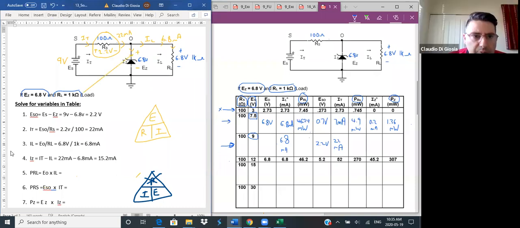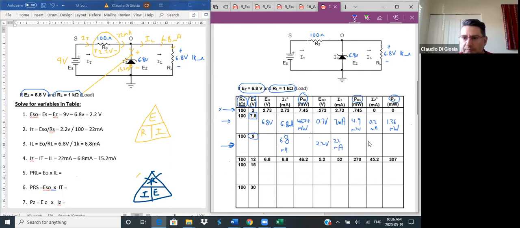I'm going to write it right over here, 15.2 milliamps. Why am I writing it? Well, when I'm looking for the wattage afterwards, it'll be a lot easier if I have it written down. Since I solved for IZ, I'm going to write it down here as well, 15.2 milliamps. The EO is EZ. This is not going to change either. 6.8 volts. The voltage across the Zener is the voltage across the load. So what I'm left with is the three powers: PRL, PRS, and PZ.